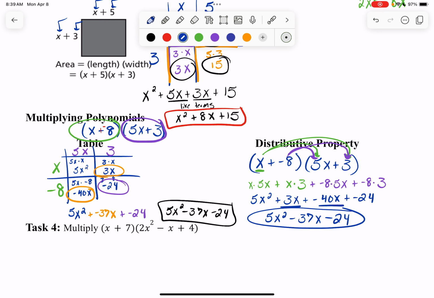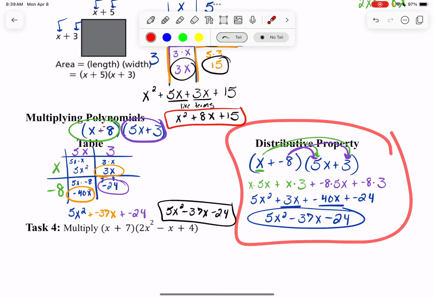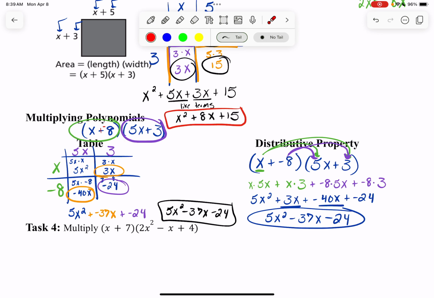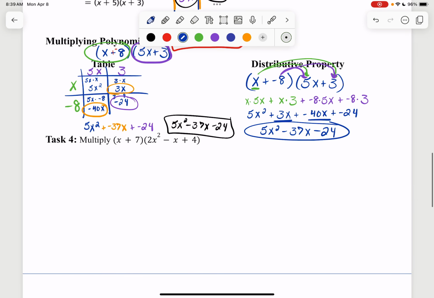So it's completely up to you which method you choose. But I will tell you that I tend to stick with the distributive property because it doesn't involve me having to rewrite it as a table. And I'm all for efficiency. I don't want to have to write it again. I just want to write the problem down and do the multiplication.